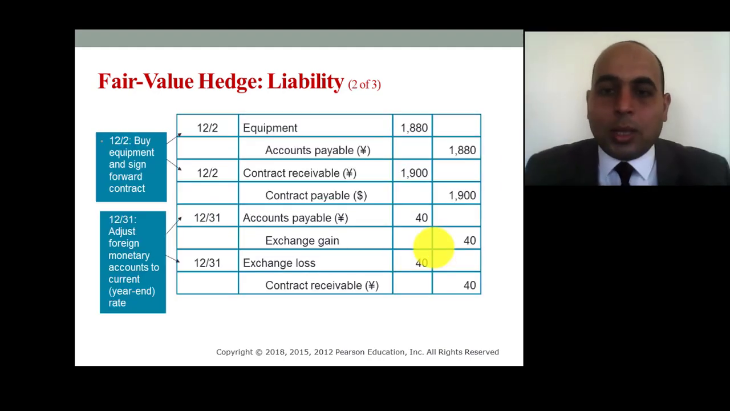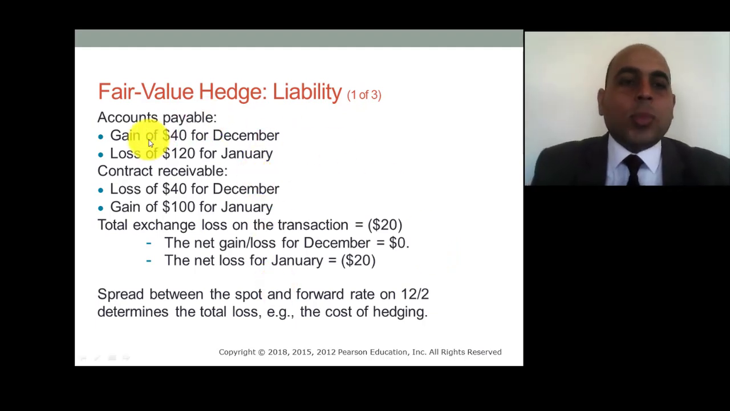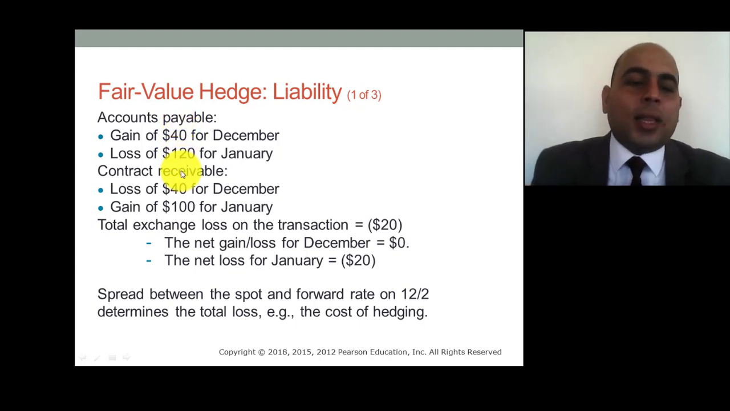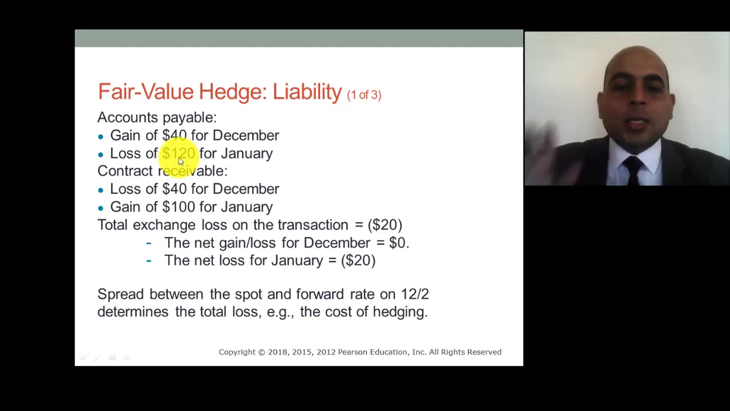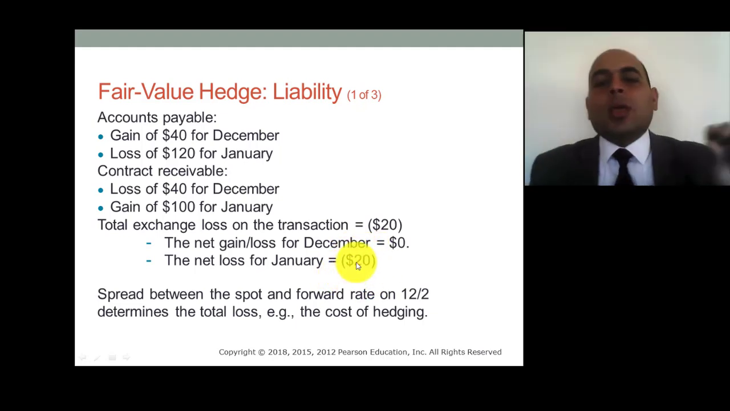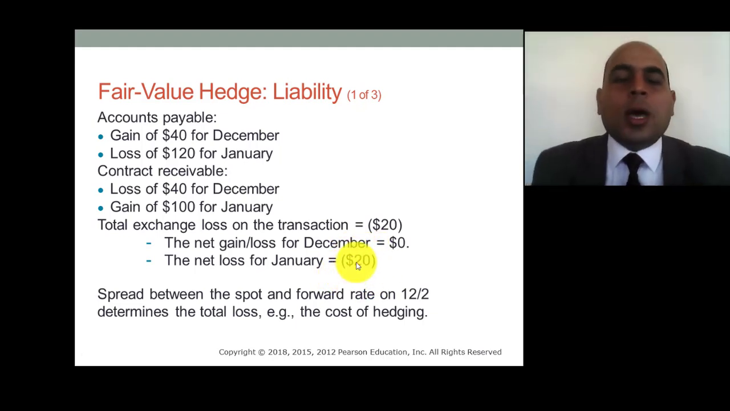So now the question is, what's the result of this fair value hedge? Is it sufficient or not? Let us move back to see the differences. Here on the date of preparing the financial statement and on the date of settlement, we have gained by 40 and lost by 120. So because of the fluctuation of accounts payable, we are talking about a loss of $80. On the other hand, as we entered into forward contract, we have lost by 40 and gained by 100. So we are talking about a gain of 60. Gain by 60 and loss by 80, so the result is a net loss for January of $20. This is the result of entering into the forward contract.